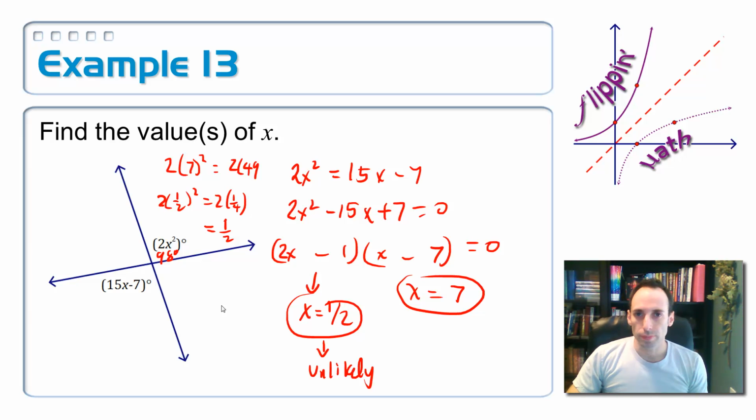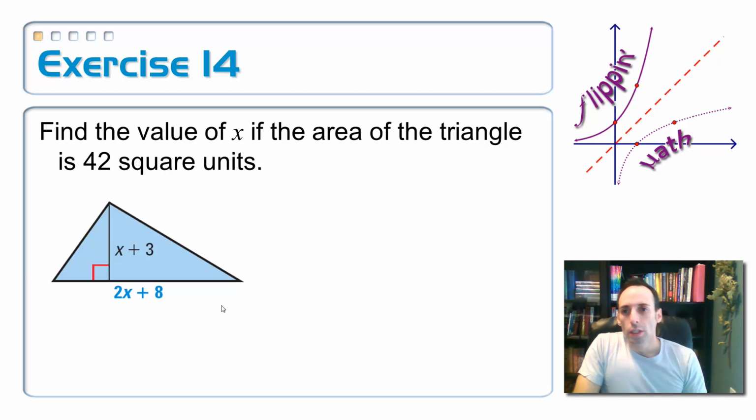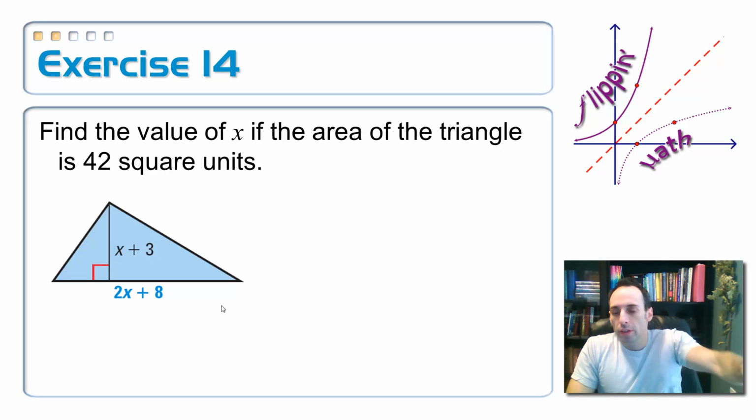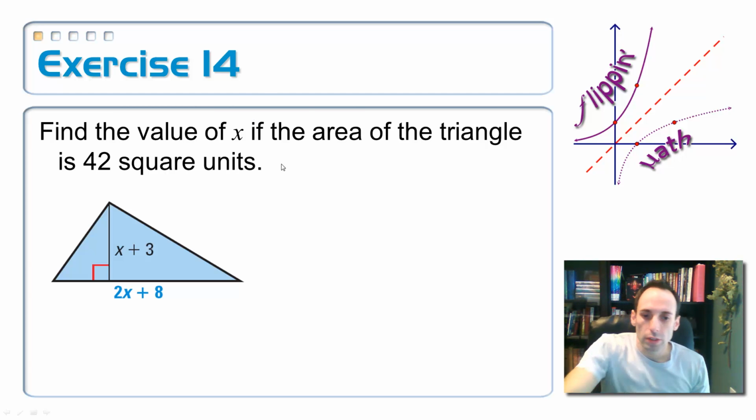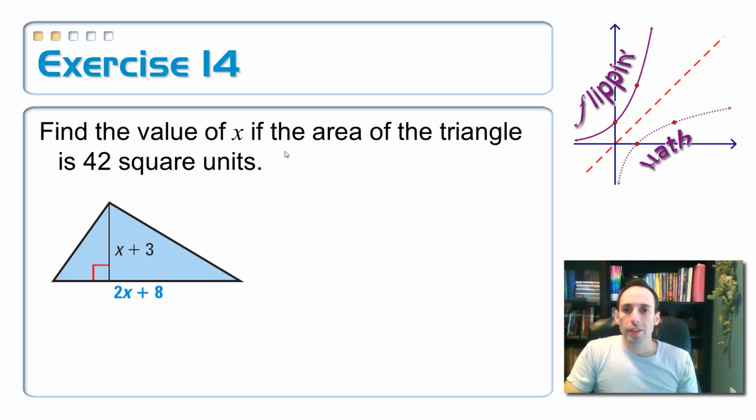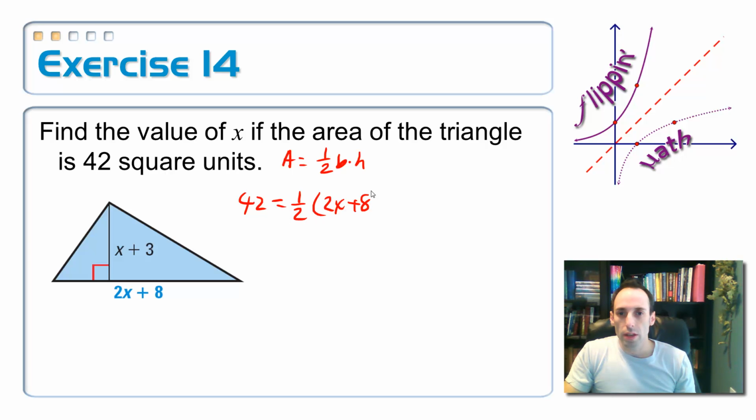Okay, how about this one? More geometry. Find the value of x if the area of the triangle is 42 square units. So we have a base length down there, 2x plus 8, and we have a height of x plus 3. Crazy. So we know that the area formula for a triangle is a half of the base times the height. So my area is 42. That's equal to 1/2 of the base, which is 2x plus 8, times the height, which is x plus 3.